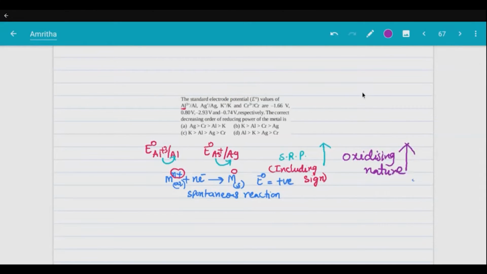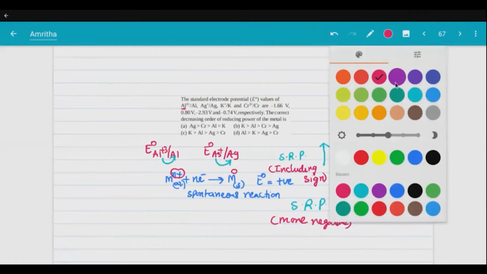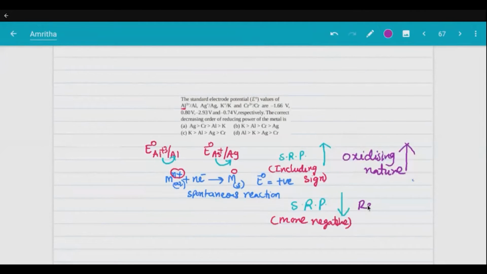If you remember this, reducing nature is the opposite. If SRP is least, including sign, that means more negative. SRP least means more negative side, least value, and reducing nature is more. So you can remember either oxidizing nature or reducing nature. If you remember reducing nature, oxidizing nature is just the opposite.